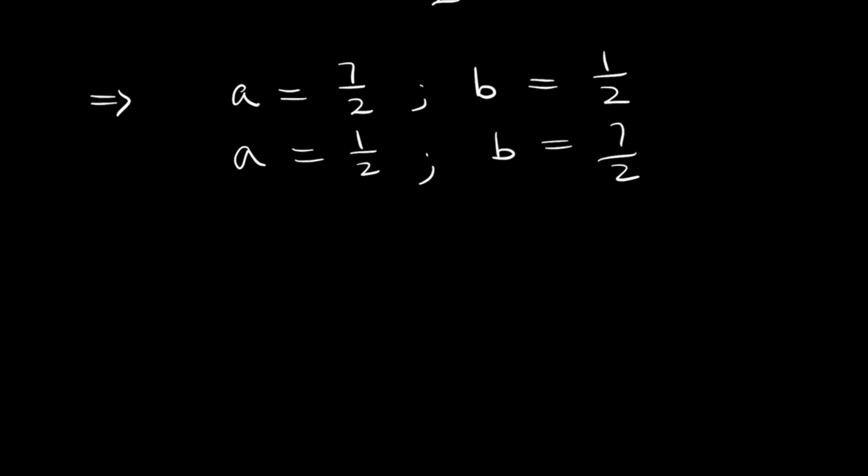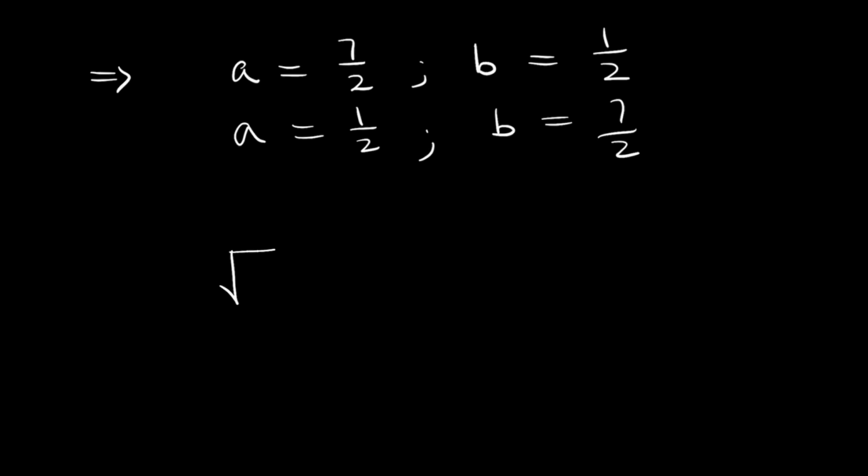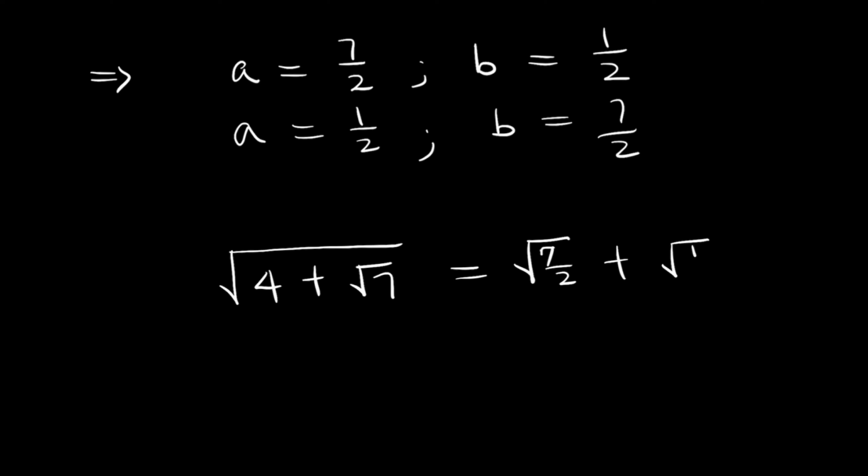Therefore, our given expression, square root of 4 plus root 7 is equal to, we said is the square root of a, which is 7 over 2, then plus the square root of b, which is 1 over 2. Everything on the left hand side, which is this, is exactly equal to everything that we've just gotten, and that is our final solution for this problem.